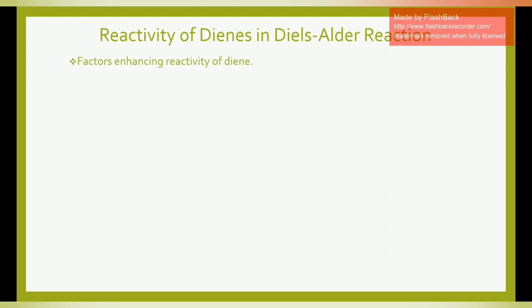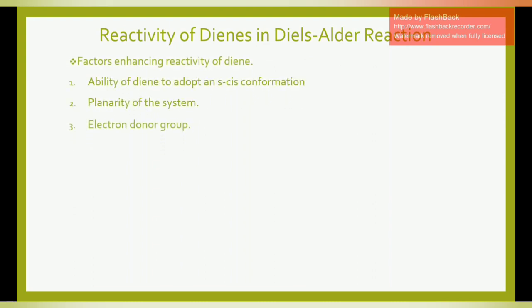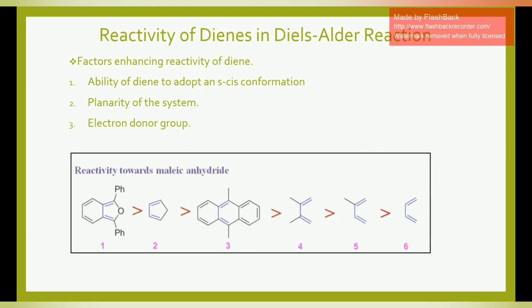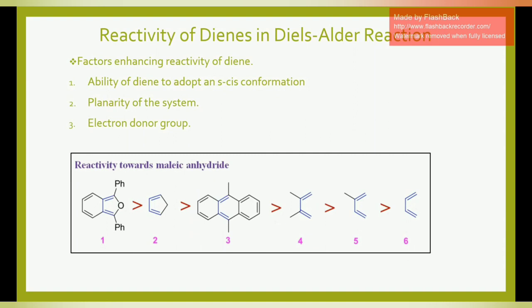Reactivity of dienes in the Diels-Alder reaction. Factors enhancing reactivity of the diene: ability of the diene to adopt an s-cis conformation, planarity of the system, and electron donor groups. Any factor that favors s-cis conformation increases the reactivity of the diene towards the Diels-Alder reaction, while any factor that favors s-trans conformation decreases the reactivity of the diene towards the Diels-Alder reaction.